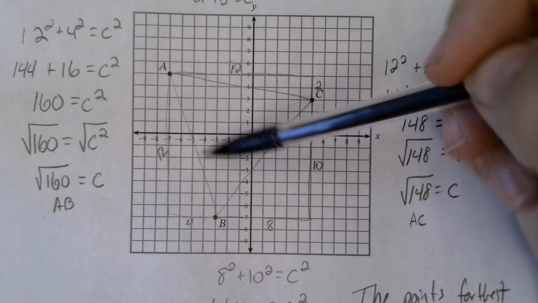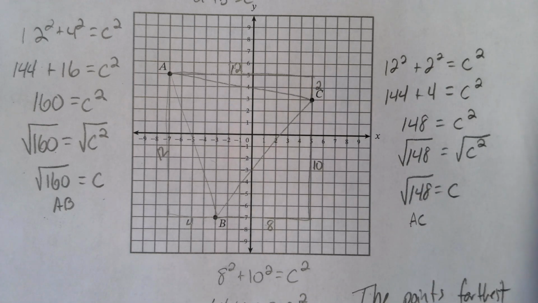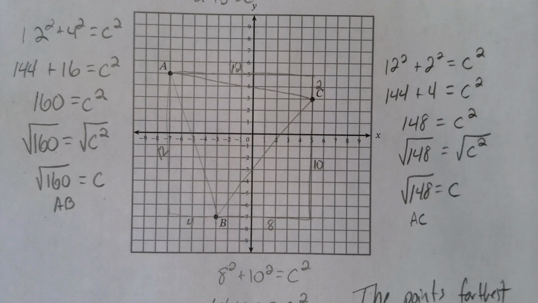Again, if you're finding a diagonal distance on a coordinate plane, or a diagonal distance anywhere, use your Pythagorean theorem to find that measurement.